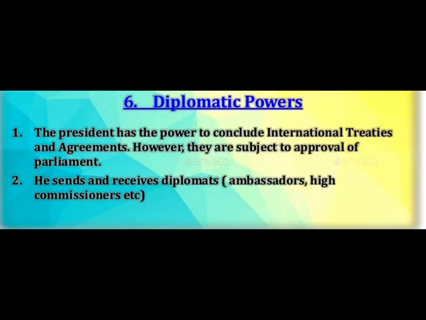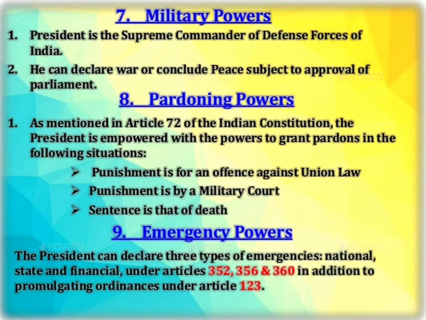Now, the sixth, diplomatic power. The President has the power to conclude international treaties and agreements. That means international agreements. However, they are subject to approval of Parliament. Second point, he sends and receives diplomats. Who are diplomats? Ambassadors and high commissioners. He can send them to any country where they need the approvals.